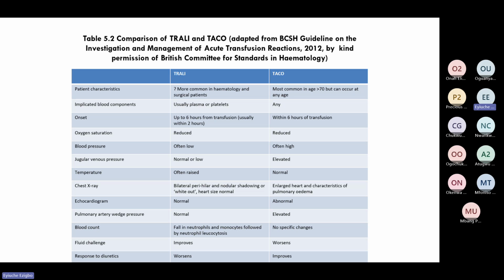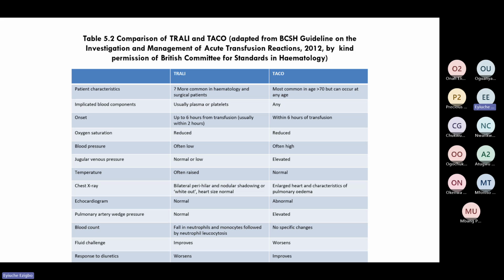So, a comparison of TRALI and TACO. In patient characteristics, TRALI is more common in hematology and surgical patients. TACO is most common in aged patients above 70 years, but it can occur at any age. The implicated blood component for TRALI is usually plasma or platelets; for TACO, any blood product can cause it. Onset is usually within 2 hours for TRALI, but for TACO within 6 hours of transfusion.